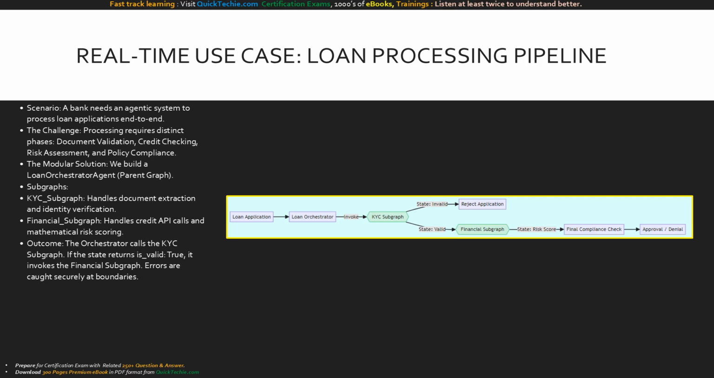Trace the execution of our loan processing pipeline. The loan application arrives at the loan orchestrator, which immediately invokes the green KYC subgraph. Notice the rigorous fail-fast routing. If the state returns invalid, it branches downward to reject the application. If valid, it proceeds to invoke the green financial subgraph. By isolating these critical workflows, the orchestrator safely guides the data toward the final compliance check.